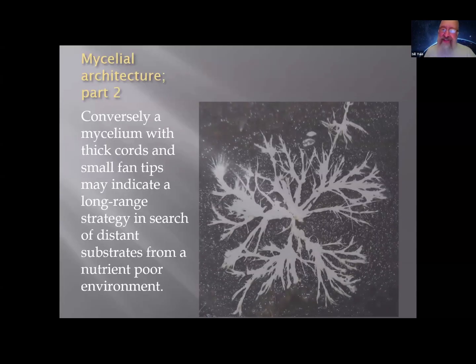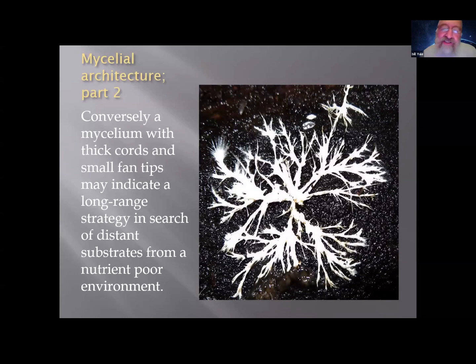And then conversely, this is an architecture that indicates that the fungus is going to leave the substrate that it's been on, but it believes that it's in a nutrient poor environment. And so it's going to have to travel a long distance underneath the leaf litter to look for a new substrate. And so you have these thick cords going out in different directions rather than the thin fans.